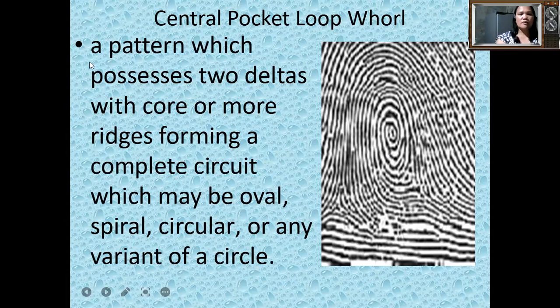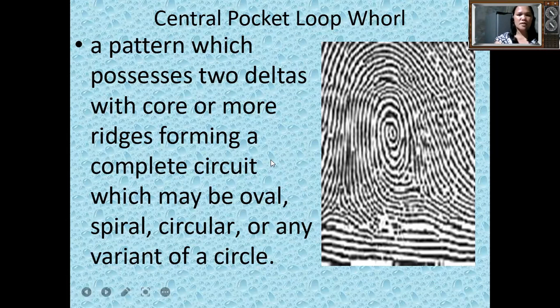So by the term alone, or by the definition provided, it is a pattern which possesses two deltas, the left delta and the right delta, with core or more ridges forming a complete circuit which may be oval. So it is in oval formation, spiral, circular, or any variant of a circle. Your clue in here is that no circuiting ridge has been touched by the imaginary line if you will connect the left delta going to the right delta.